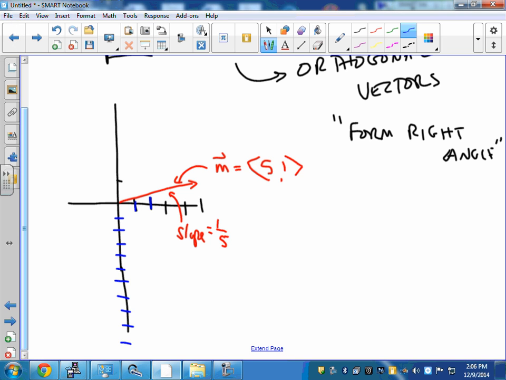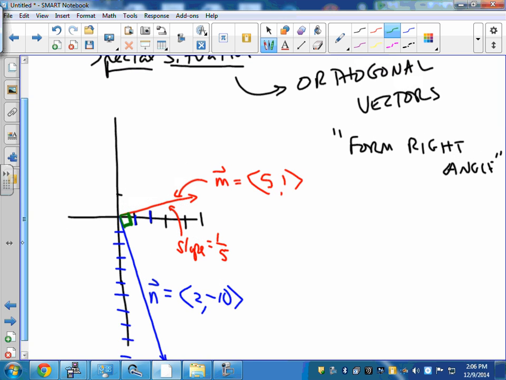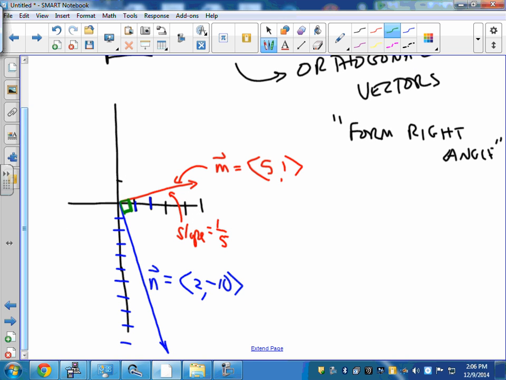So if I did this accurately, this vector I'll call N, and that would be (2, -10). And I know just from the way I've constructed it that these will be perpendicular. These will form a right angle. And whenever we have vectors that form a right angle, we use that special word orthogonal. But let's suppose I didn't know they were orthogonal and I wanted to try to find the angle between them. So we need, first of all, their dot product.